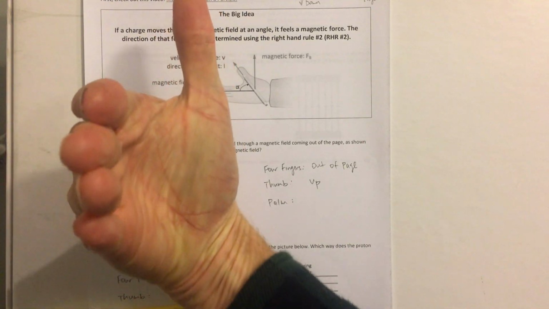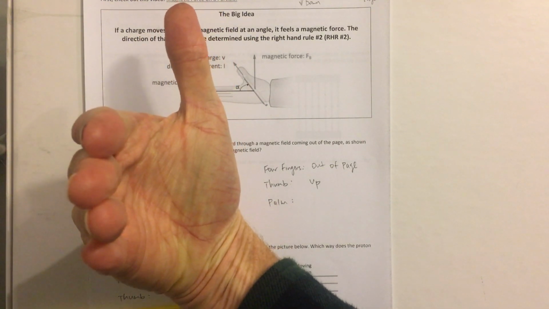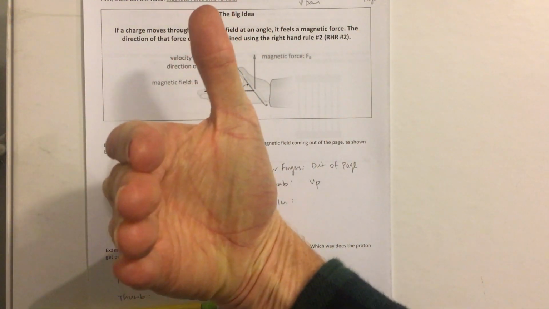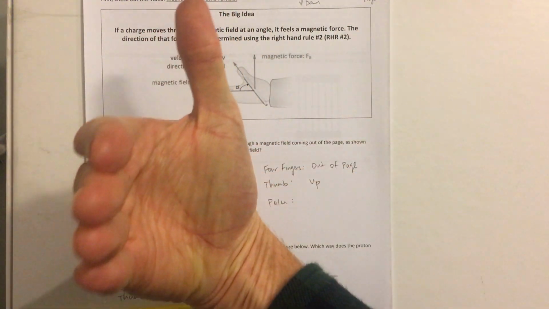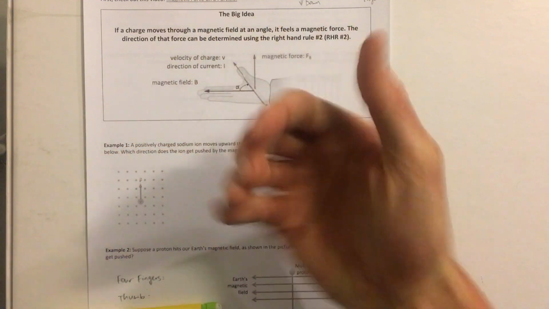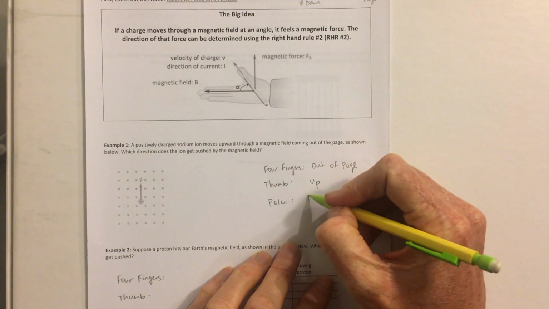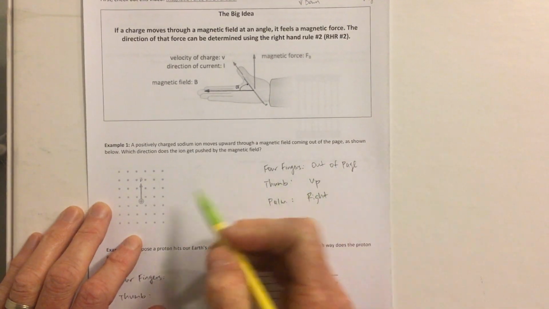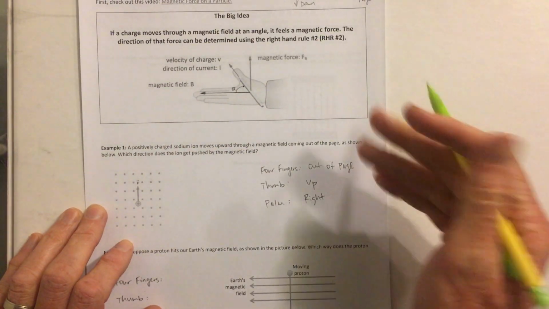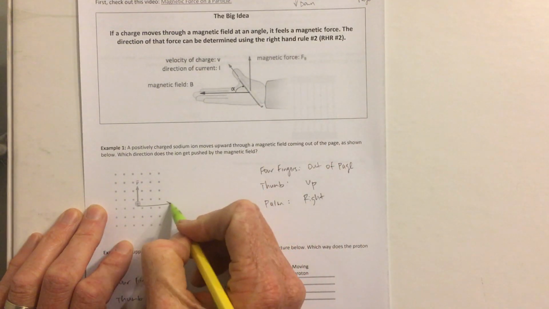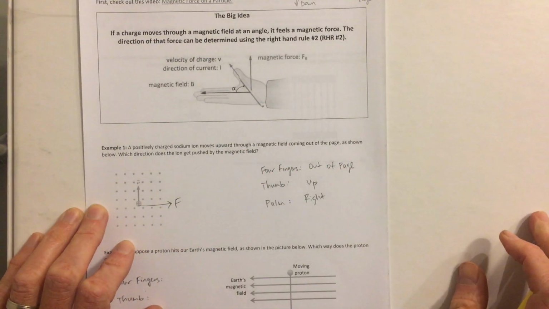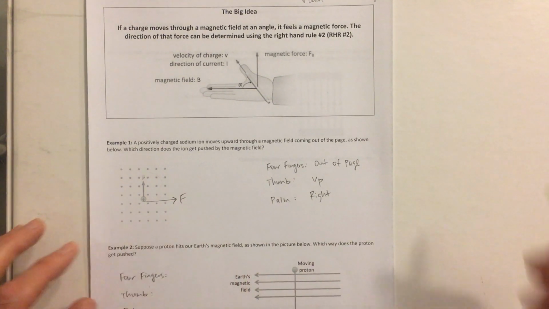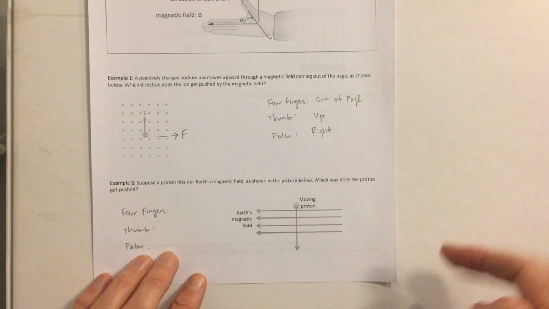Now my hand wants to slap this way, right? My palm is facing that way. So palm faces to the right, meaning the right of the page, which means that's the direction of the force, right? The palm is the direction that the particle will be pushed. And so I'm going to draw a force arrow to the right on this one. Let's keep going. Second example.